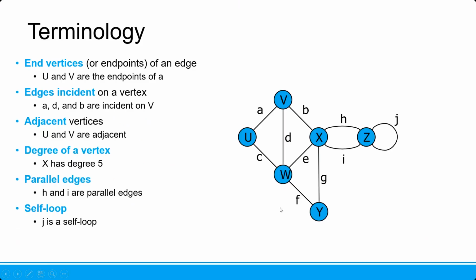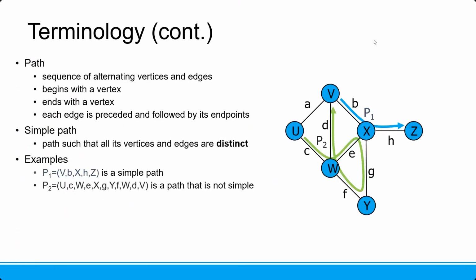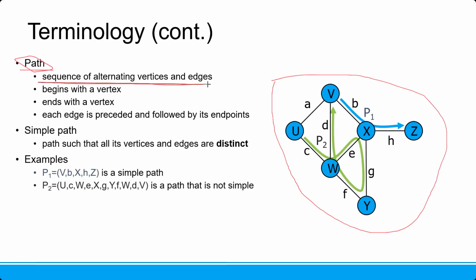Okay. Yeah, we already learned this terminology last week, and there is another terminology to indicate the graph. Okay. So, for example, we can have the terminology about path. So, what is a path? It is a sequence of alternating vertices and edges.